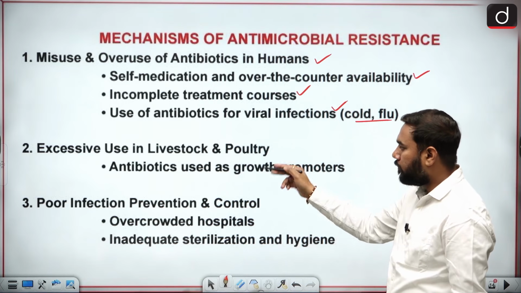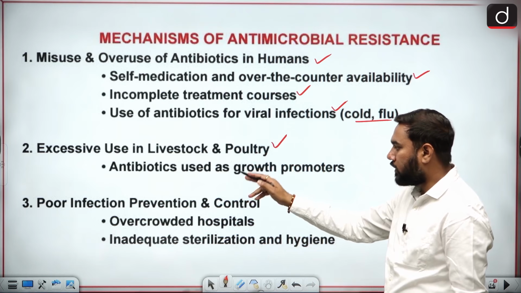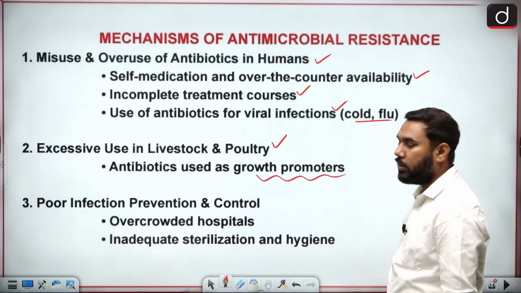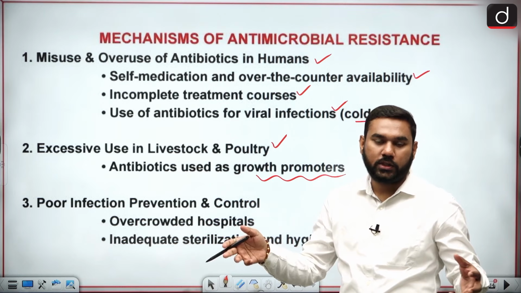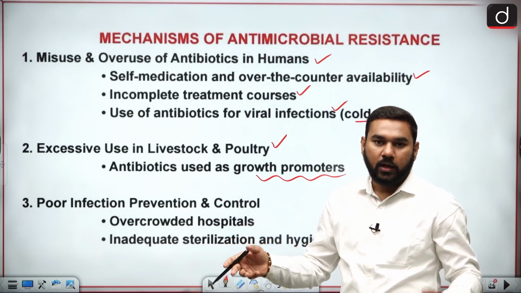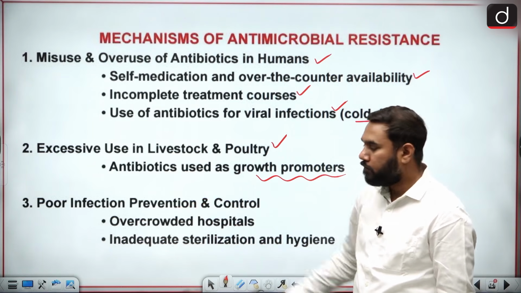Excessive use in poultry and livestock. Antibiotic medicines are also used as growth promoters. They are basically used in plantation to increase the size of vegetables and keep them fresh, and these can be consumed by us, and so we get the antibiotic medicine.